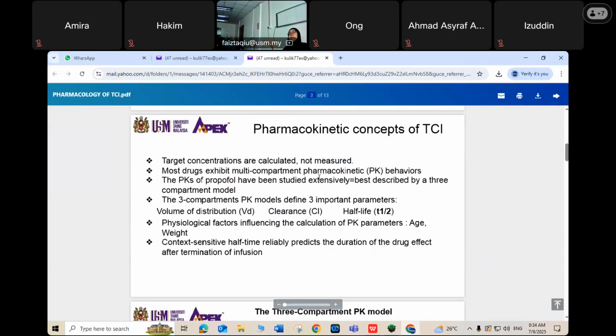Okay, and context sensitive half-time, when we use TCI, it's also relevant because some drugs that we use for TCI already have information about the context sensitive half-time. Remifentanil, propofol, for example, right? Yeah. So because of that, we can reliably predict the duration of the drug after we terminate the infusion. How do we use that? Let's say, for example, if we use it for 4 hours, TCI, propofol and remifentanil, which drug do we offer first? Propofol first. Why?